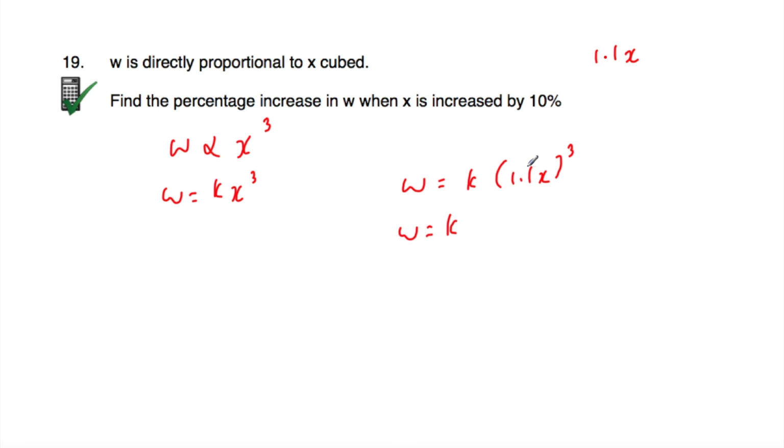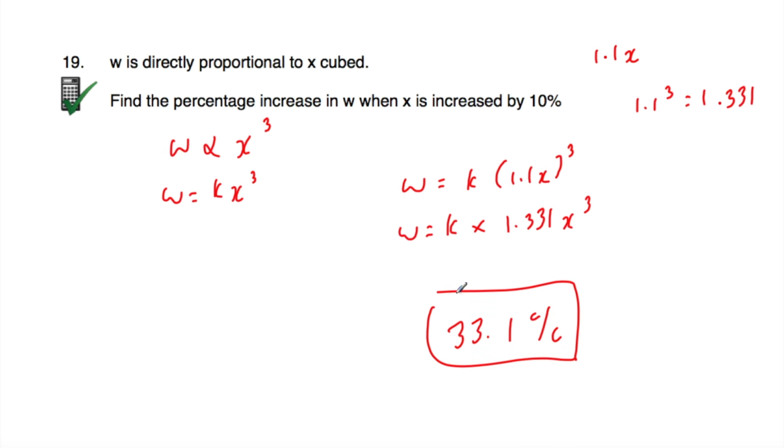Then if we take our 1.1x and cube it, we cube the number: 1.1 cubed is equal to 1.331, and x cubed would be x cubed. So we'd have K, the constant of proportionality, times 1.331 times x cubed. As you can see, the difference is the multiplying by 1.331. That would be our overall multiplier for the increase, so the percentage increase would be 33.1%. That's the overall percentage increase in W whenever x is increased by 10%.